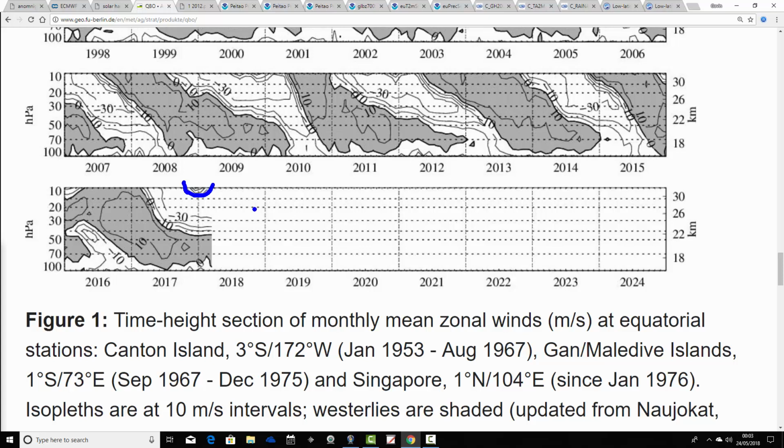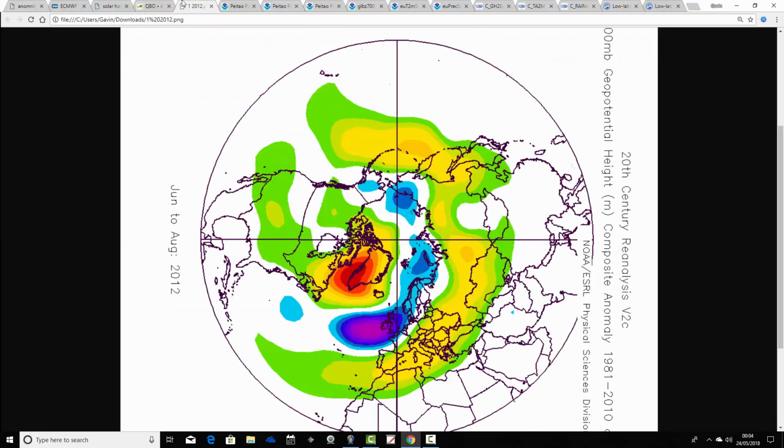If we do, we may see slightly weakened zonal westerlies, because the QBO is a reflection of the strength of the zonal westerlies. So if we're in an easterly QBO, we may expect through the autumn the zonal westerlies to be a little bit weaker. But anyway, we keep a close eye on what the QBO is doing in our autumn updates.